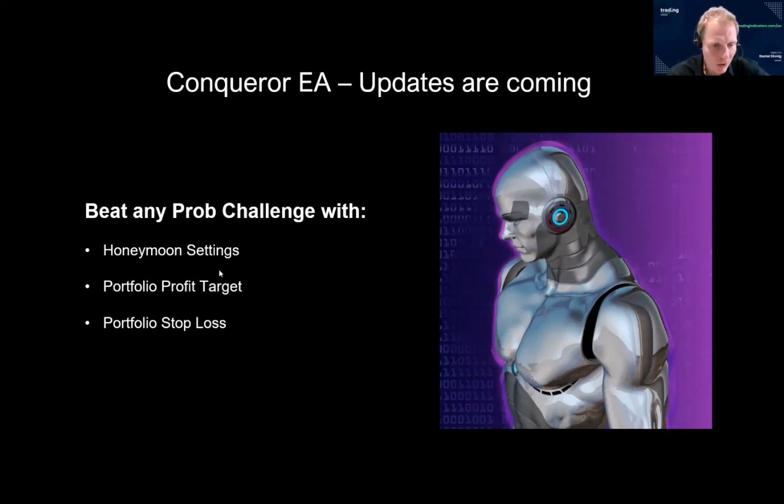We are also going to release a feature which looks after resetting the EA or closing out the positions when a global portfolio target is reached or when a global portfolio stop loss is reached. Currently, the EA only looks at itself, at the symbol it's trading, and it's looking for the profit target for that particular symbol. But we also want to add a feature which looks at the profit target for the entire portfolio. So this is all coming.